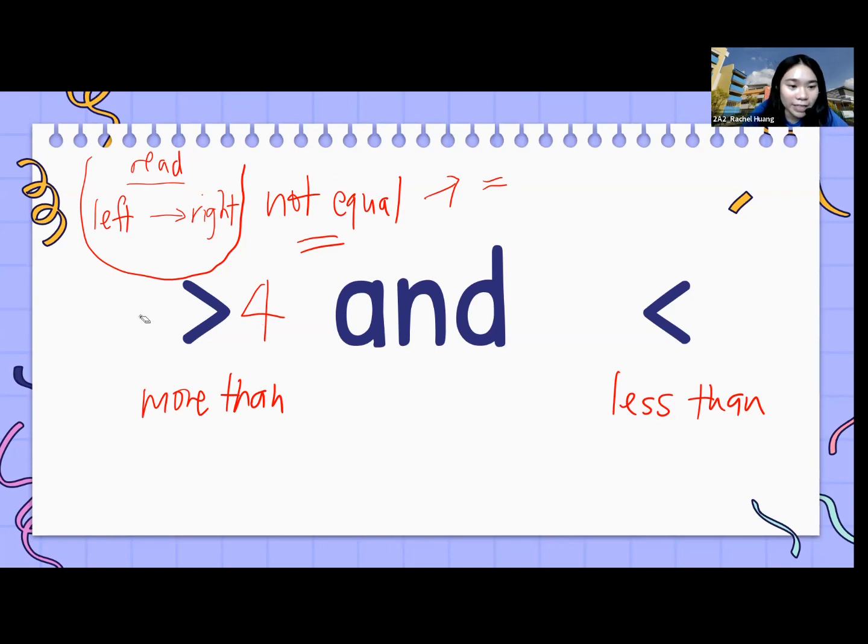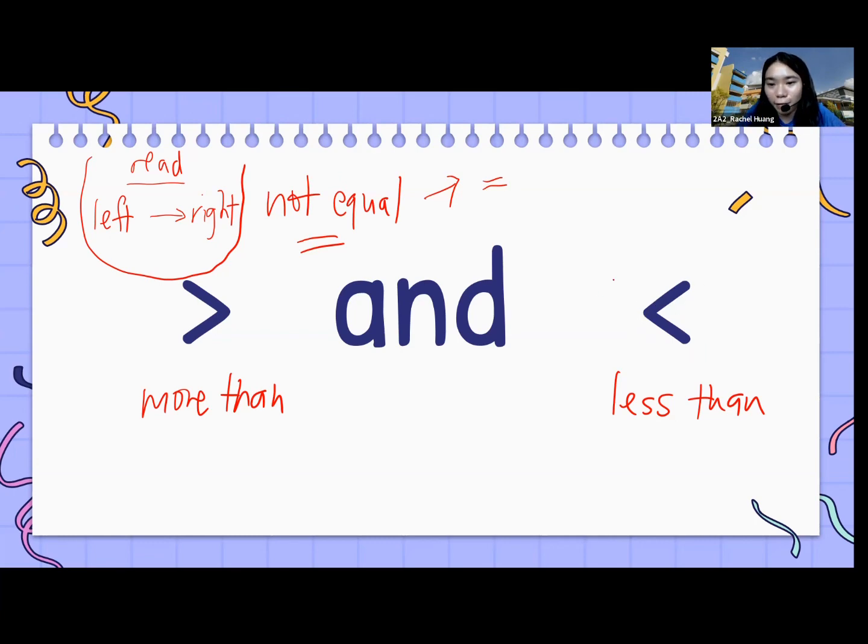Okay, so let's take a look at less than. In the same way, we read from the left to the right. For less than, you see that the tip over here from the left is smaller compared to the side on the right. So this means that we are going from a smaller value to a bigger value. In other words, the one on the left should be smaller.